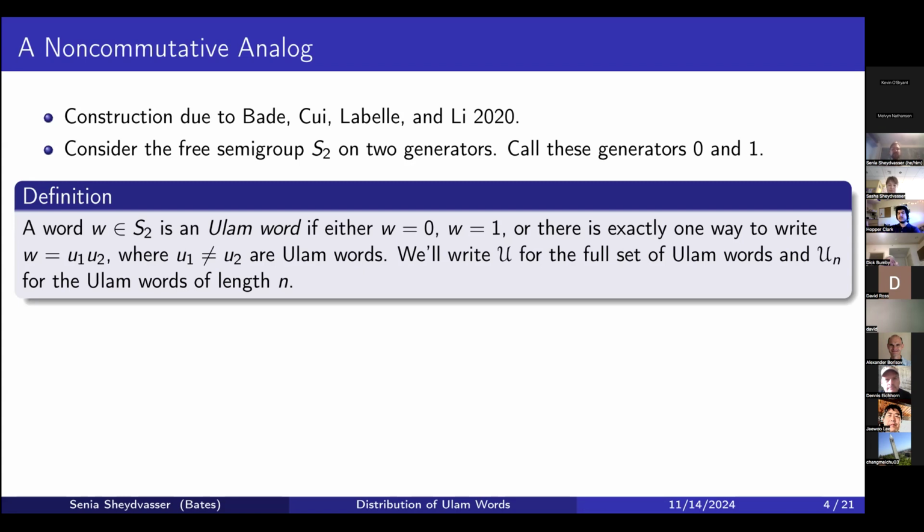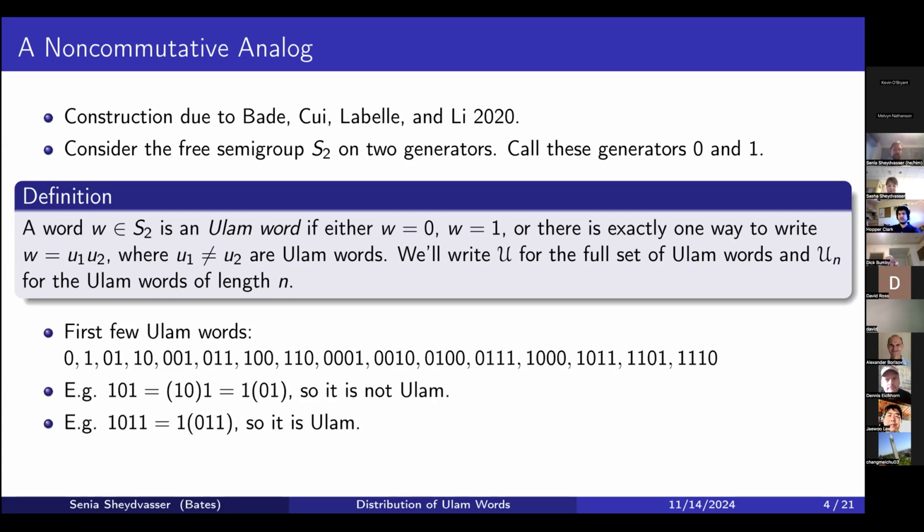So we'll write U for the full set of Ulam words, and we'll write U sub n to denote Ulam words of length n specifically. And here are the first few Ulam words, 0, 1, 0 1, 1 0, 0 0 1, et cetera, et cetera, et cetera.